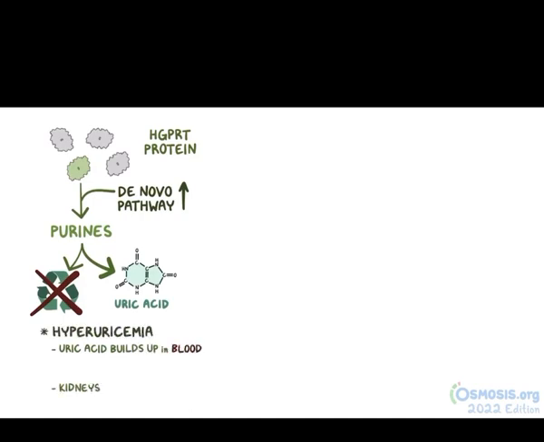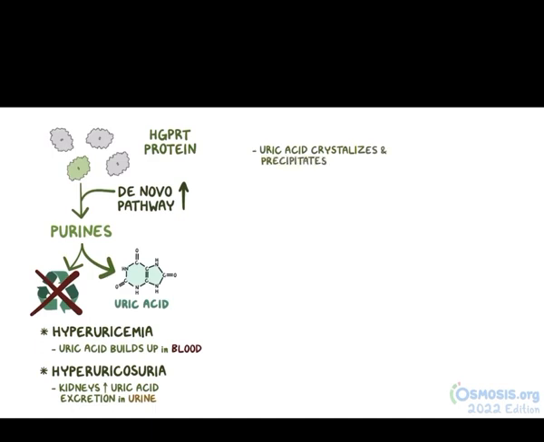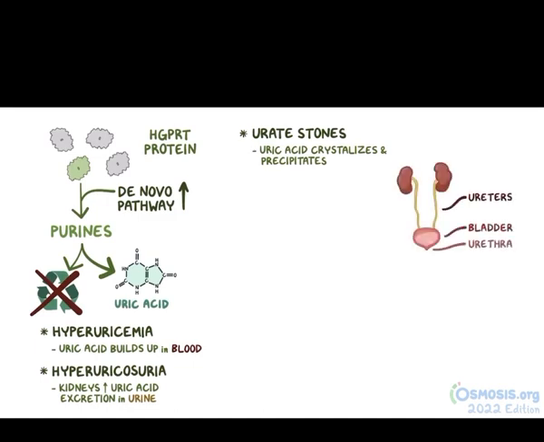At first, the kidneys try to compensate by increasing the uric acid excretion into the urine, and this is called hyperuricosuria. As the disease progresses, uric acid precipitates and crystallizes, forming urate stones that can get lodged in the urinary tract, obstructing the flow in the ureters, bladder, or urethra.